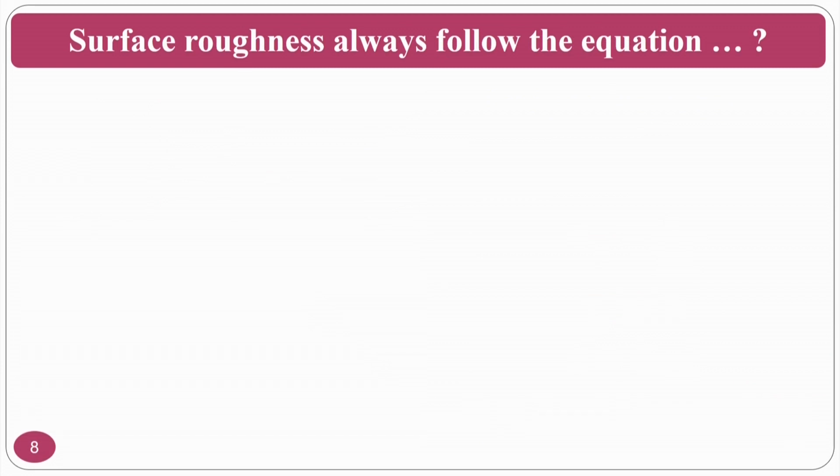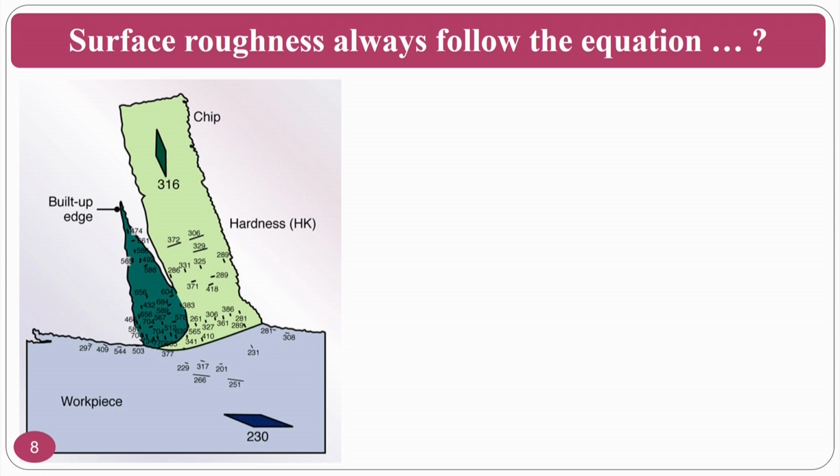Okay, now if you see, the surface roughness always follows the equation. Just now I was telling you that the surface roughness Ra equals f squared by 8R. Do you think this always follows? Maybe, maybe not. Let's see what will happen. There will be conditions where this may not be 100% true. Up to a certain level it is true. Up to a certain percent it may not be true in case of built up edge formation.